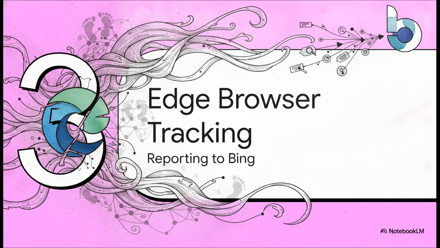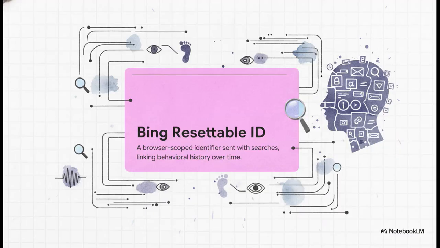Now for Section 3, and honestly, this is a crucial one to focus on, Edge reporting back to Bing. Because this abstract OS telemetry becomes deeply personal when we look at your primary window to the internet. This is where you generate your most sensitive behavioral data. Right off the bat, Edge assigns you what is known as a Bing resettable ID. Think of this like a persistent behavioral tracking token. Every single time you search for something, this ID goes right along with it.